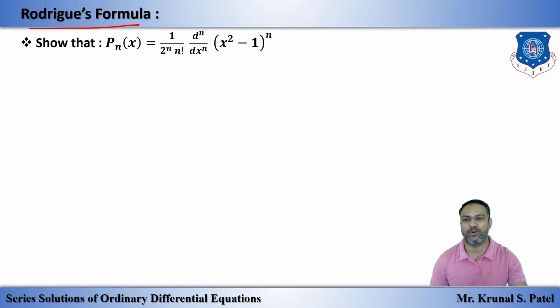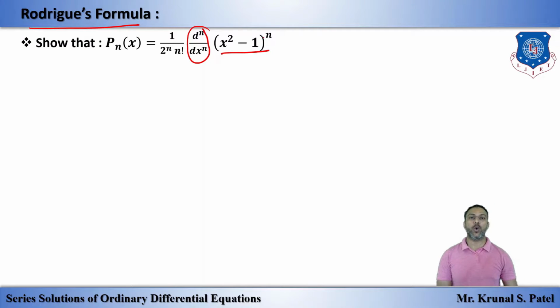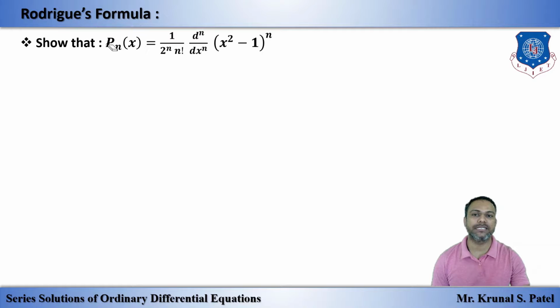First, what is Rodrigues formula? This is our Rodrigues formula: Pn of x is equal to 1 upon 2 raised to n into n factorial, into d raised to n by dx raised to n of (x square minus 1) whole raised to n. That means the nth derivative of the term (x square minus 1) raised to n. So how can we prove this? Let's start with the first proof.